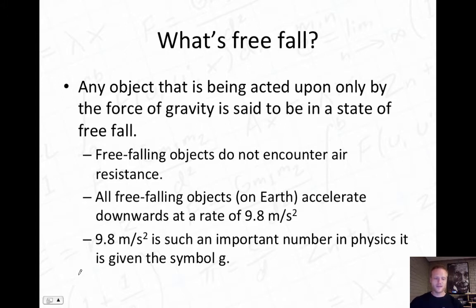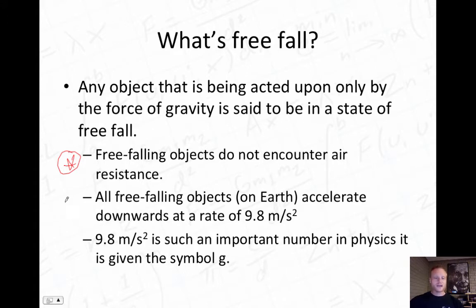There are some assumptions that we make in dealing with free fall, and one of those assumptions is that free-falling objects do not encounter air resistance. Obviously, if you drop a napkin from the top of the Empire State Building, it's going to encounter some air resistance. But for our purposes, we're going to assume air resistance is, for the most part, negligible, and we're not going to worry about it. So free-falling objects do not encounter air resistance.